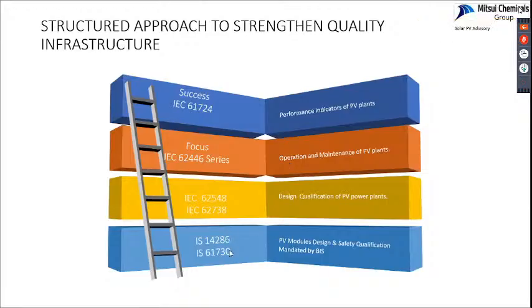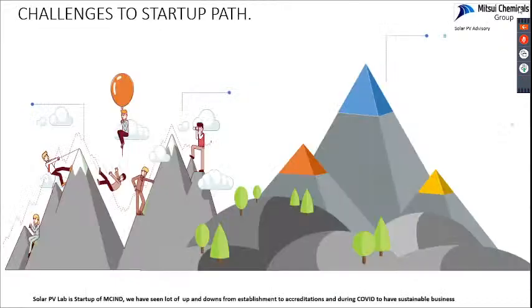Like there are several standards which are set already. BIS has mandated some standards, IS 14286 and 61730. Basically, that is for design and safety qualification. And for designing the power plant itself, there are some more standards like 62548 and 62738. And for the operation and maintenance commissioning part, there is the 62446 standard, and performance indicators are 61724.